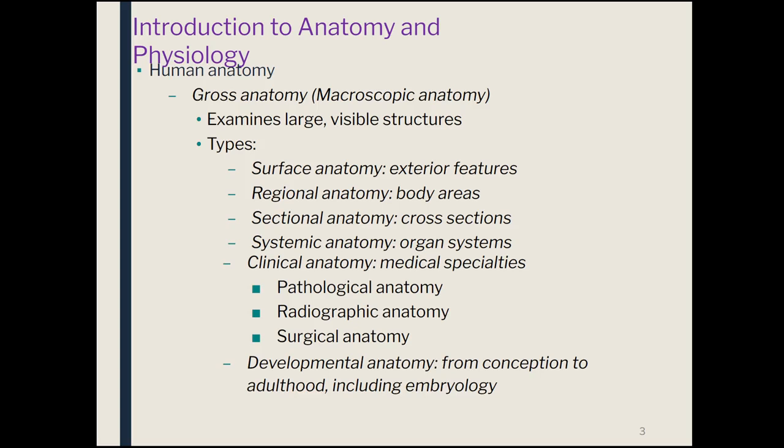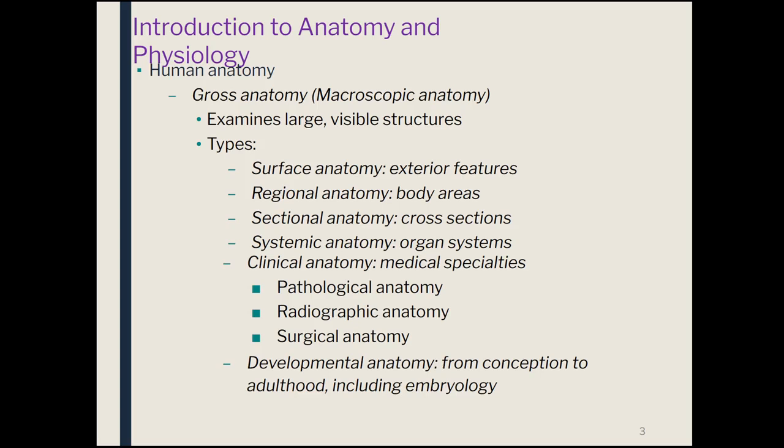We have surface anatomy, things that we can palpate and touch. Those are your exterior features. Regional anatomy is going to be determined by body areas. So maybe the upper extremity, the lower extremity, the abdominal region. Sectional anatomy looks at cross sections. The sectional anatomy is something that you'll see in your different cross sections looking at the brain in neurology or different pathophysiology textbooks.